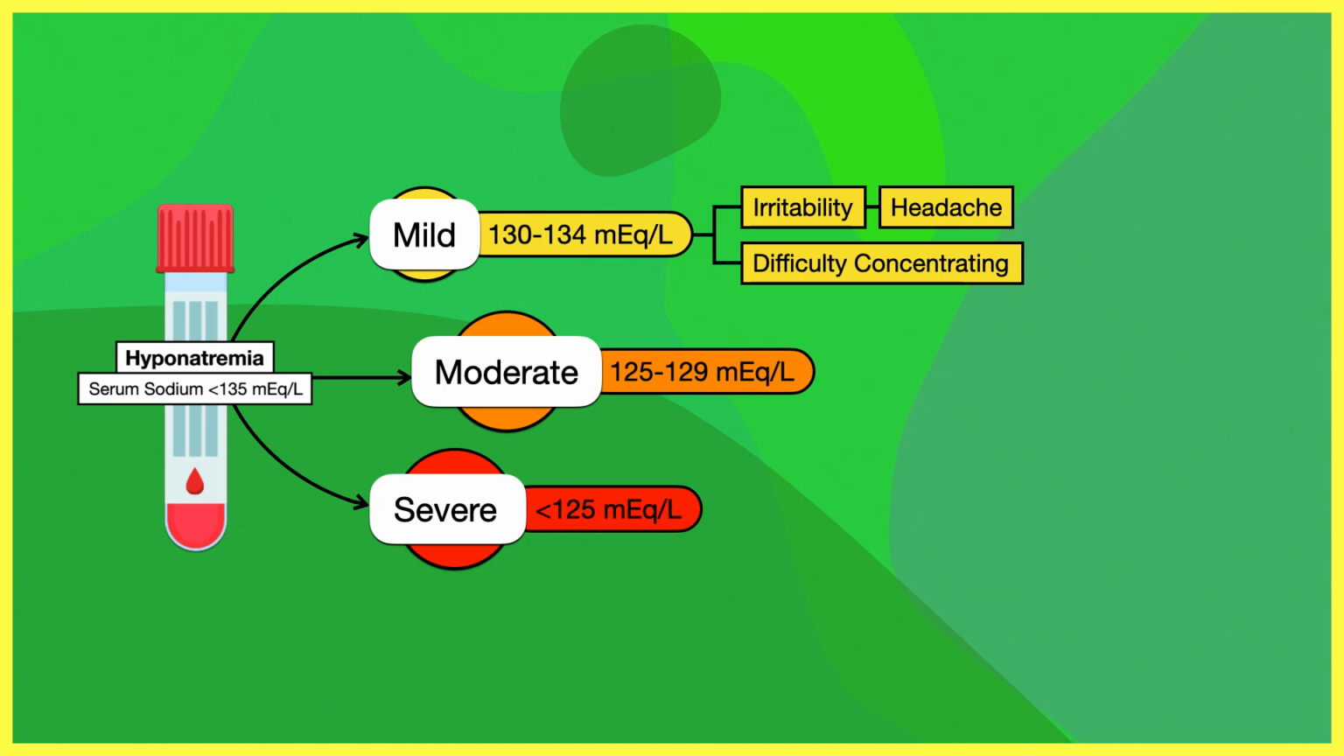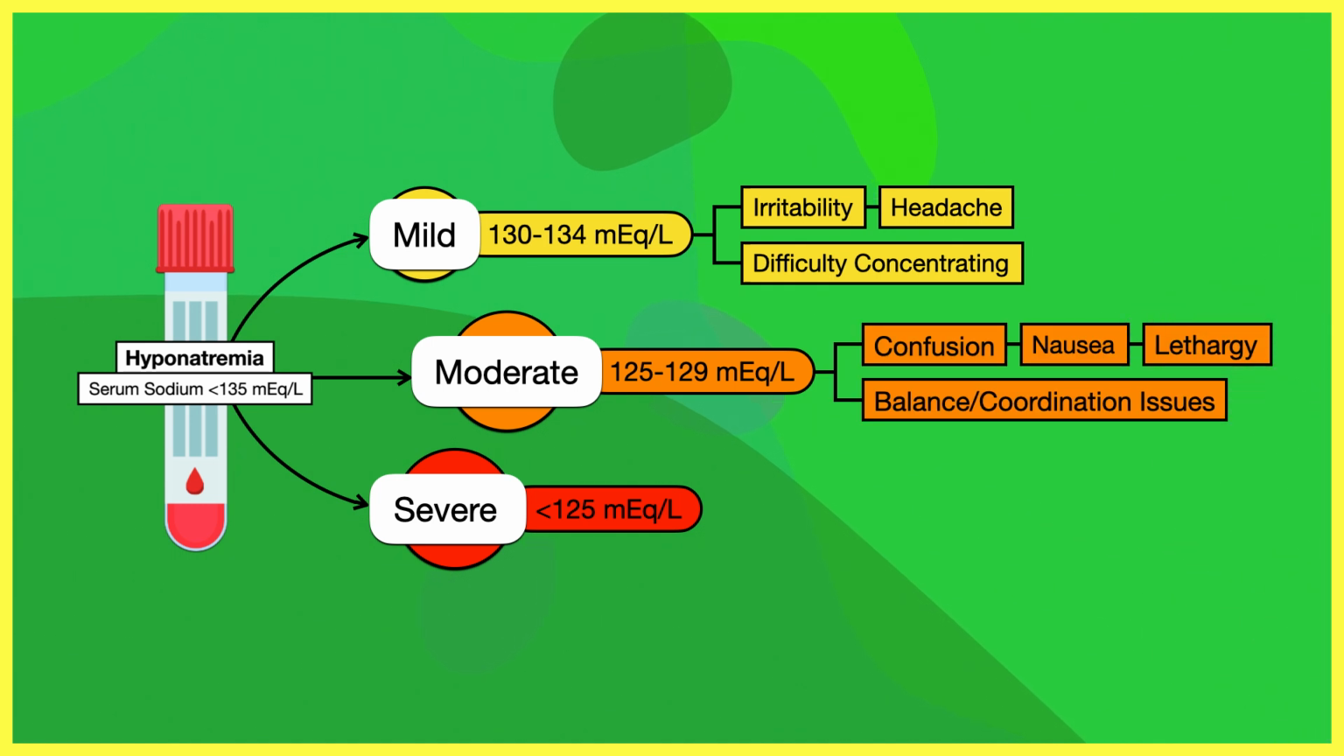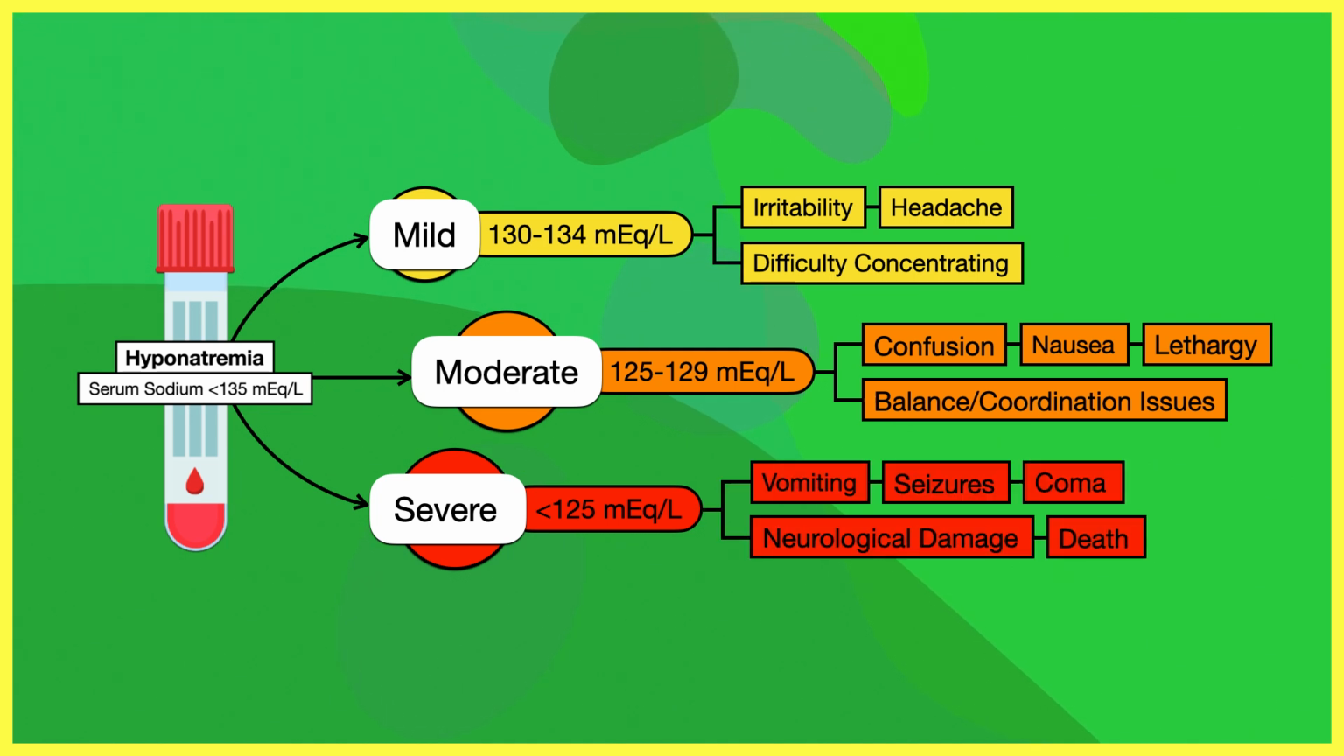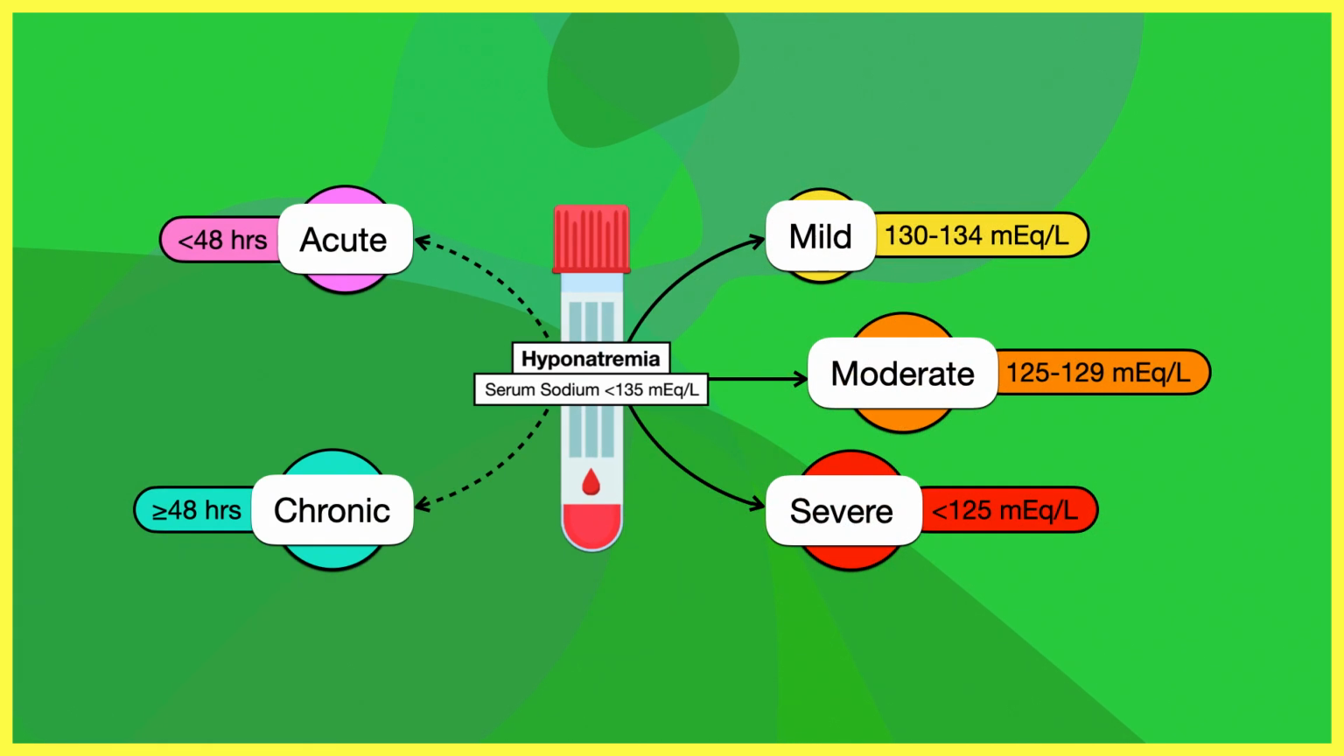Mild hyponatremia is associated with irritability, headache, and difficulty concentrating. Moderate hyponatremia is associated with nausea, confusion, lethargy, and issues with balance and coordination. And severe hyponatremia is associated with vomiting, seizures, coma, permanent neurological damage, and death. So, significant complications occur almost exclusively with the serum level less than 125 milliequivalents per liter.